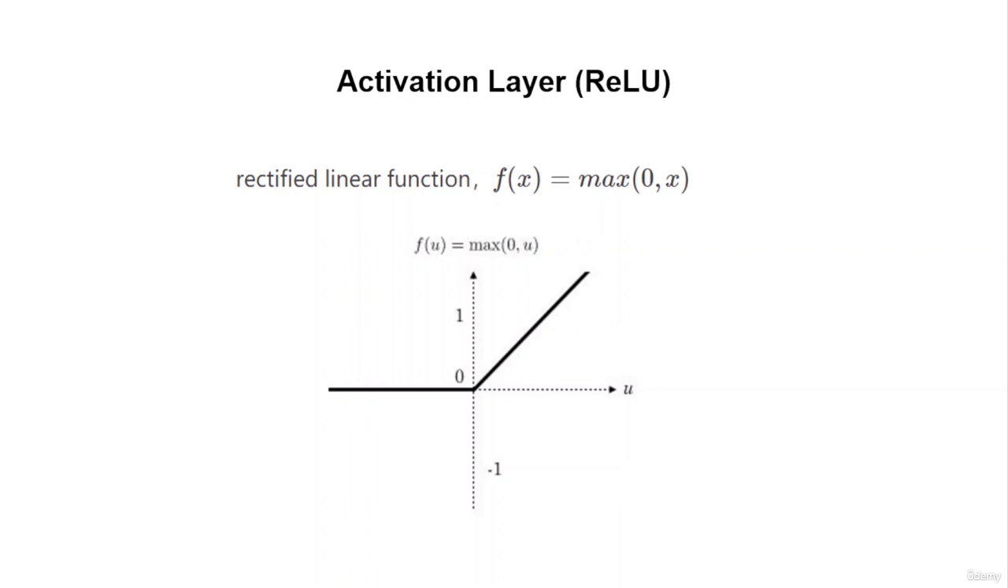After the convolutional layer, an activation function is applied element-wise to the output feature maps. The activation function introduces non-linearity into the network, allowing it to learn complex relationships between features. Commonly used activation functions include ReLU, which sets negative values to 0 and keeps positive values unchanged.